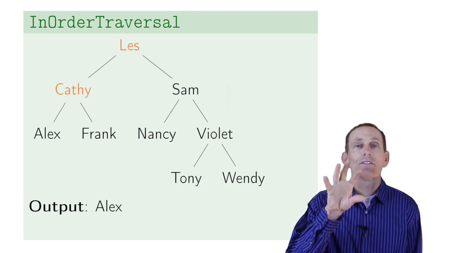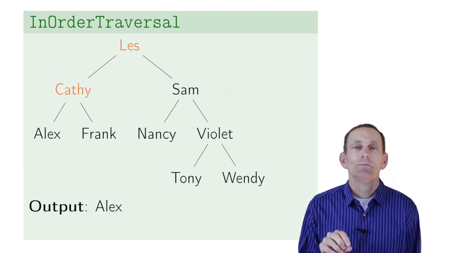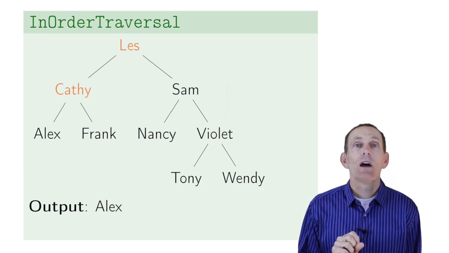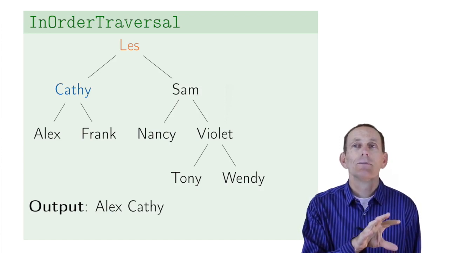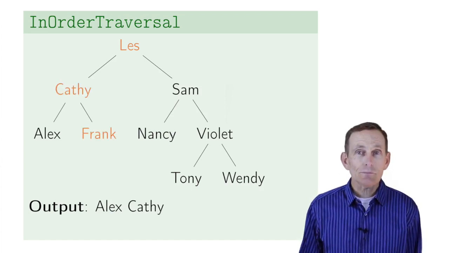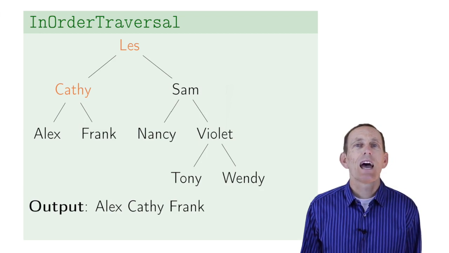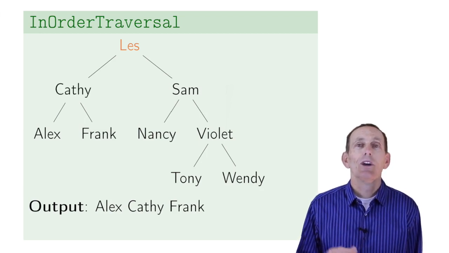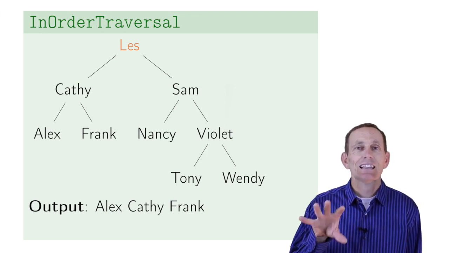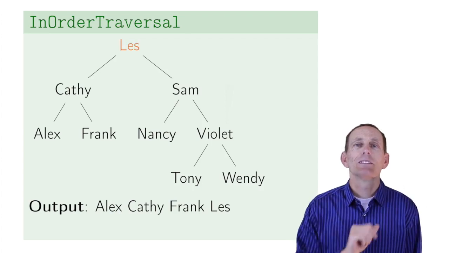So we have successfully completed Kathy's left subtree, so we did an in-order traversal of that. So now we're going to print Kathy and then do an in-order traversal of its right subtree, which is Frank. So we go into Frank. Similarly, now we're going to print out Frank. We finish with Frank and go back to Kathy. And now we've completed Kathy totally. So we go back to Les. We completed Les's left subtree, so we're now going to print Les and then traverse Les's right subtree.